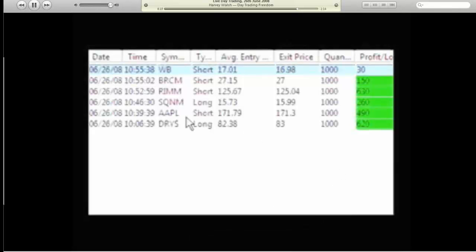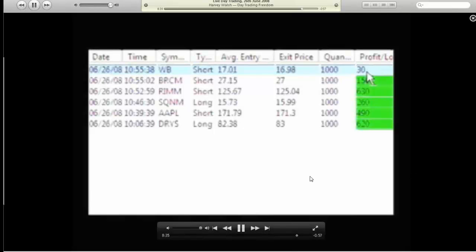DIYS 620, Apple took 490 on that one, a quick little scalp trade. SQNM 260, RIM 630, VLCN 150, and WB didn't do anything, took $30 on there. So not too bad. Didn't scale out of every trade today because we kind of keep it quick and simple.